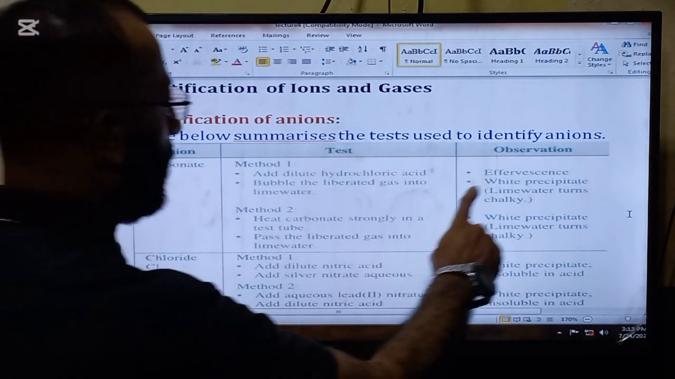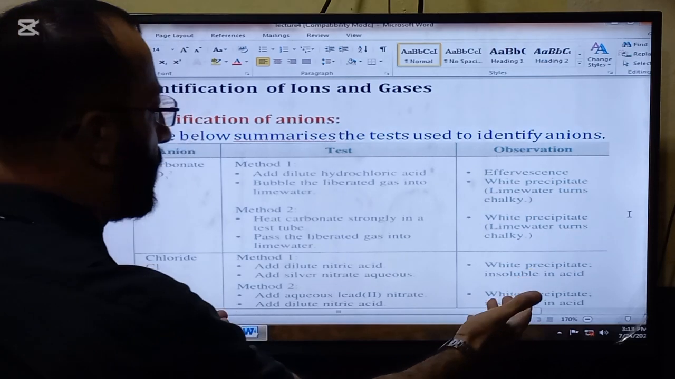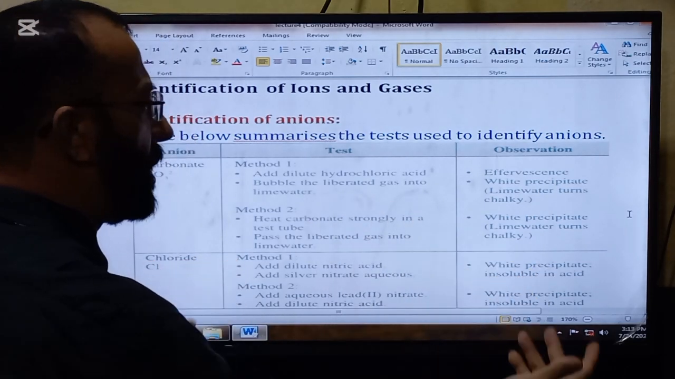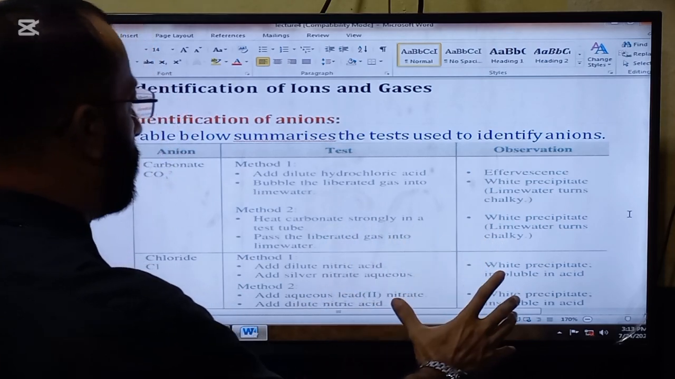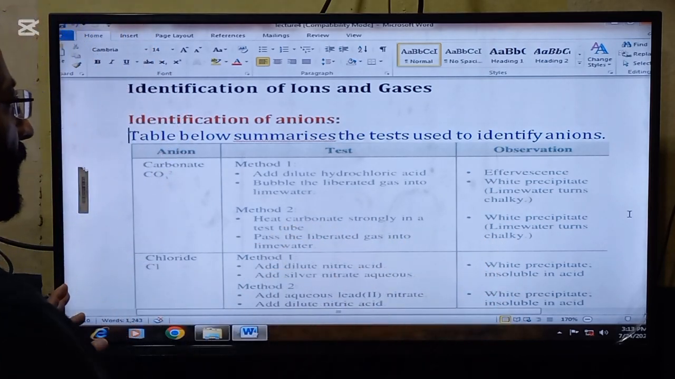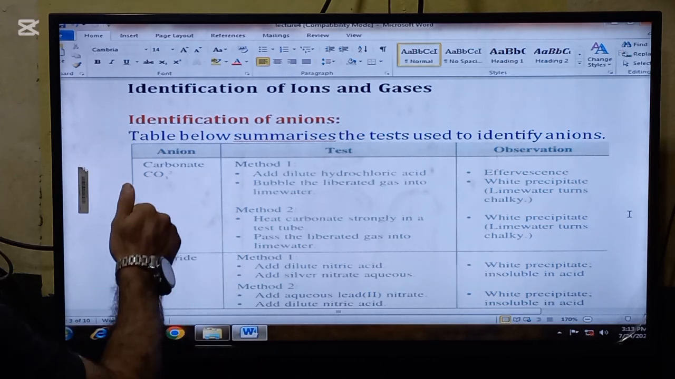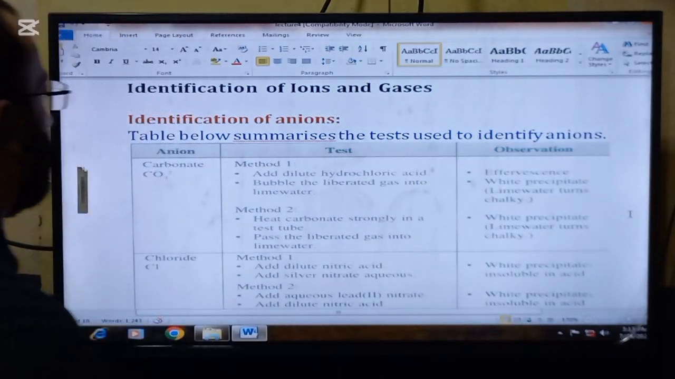So here is the table. Actually, you have to learn these ideas and concepts. So this is the original thing. The rest of the things are just explanations. So these are very precise ideas and concepts of the identification of the anions. So look here, we are going to start now. The table below summarizes the tests used to identify the anion.